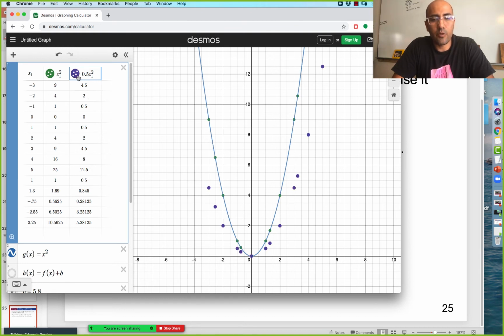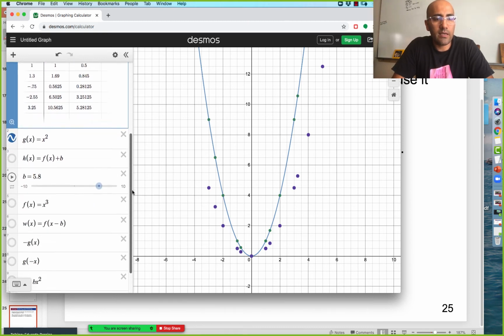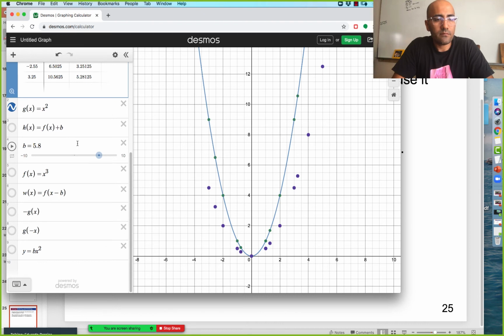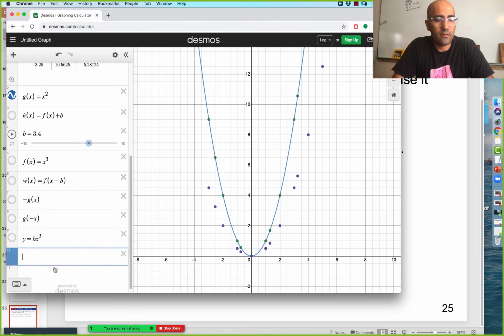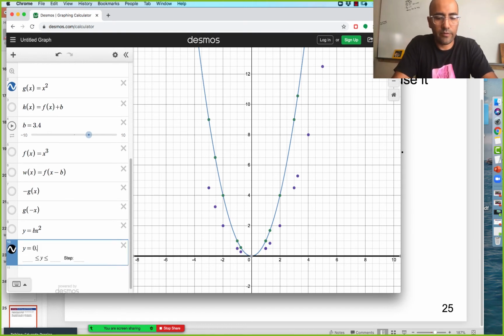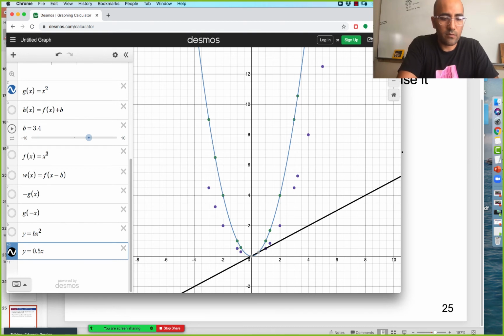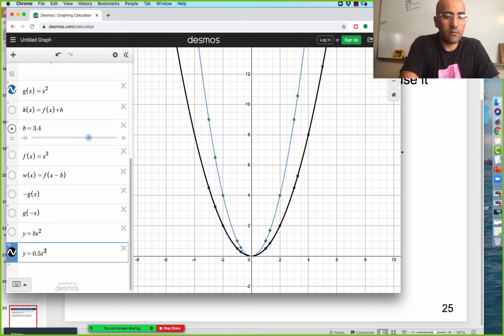So you end up with these purple dots. Right? Instead of 1 mapping to 1, it'll map to a half. Instead of 2 mapping to 4, it'll map to 2. Instead of 4 mapping to 16, it'll map to 8, right? Because you're halving all of your output values. You're slowing down its growth. So what you end up getting is a parabola, y equals 0.5x to the second power. A parabola that's a little wider than the original one.